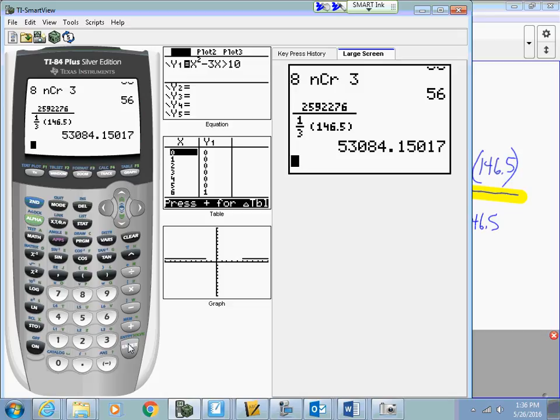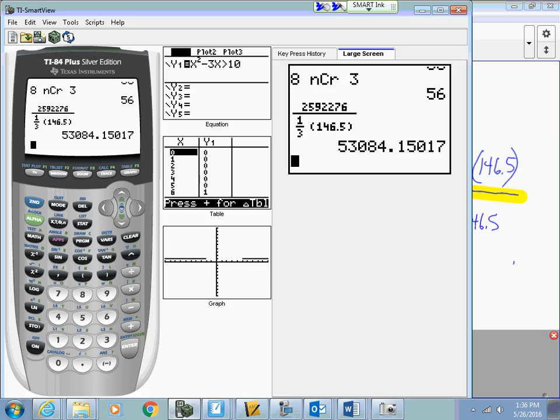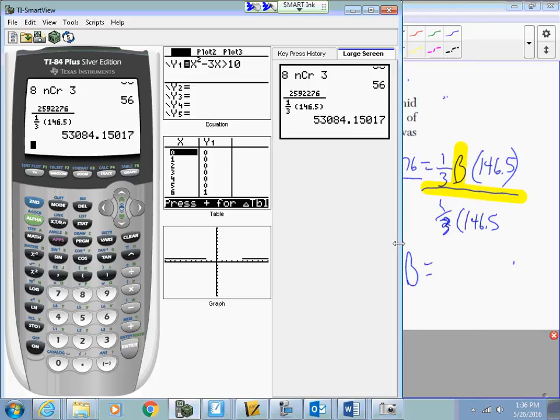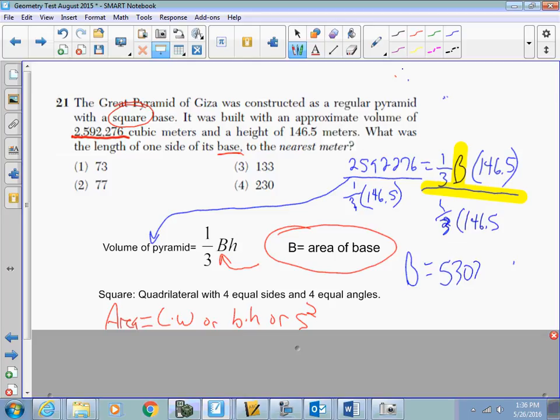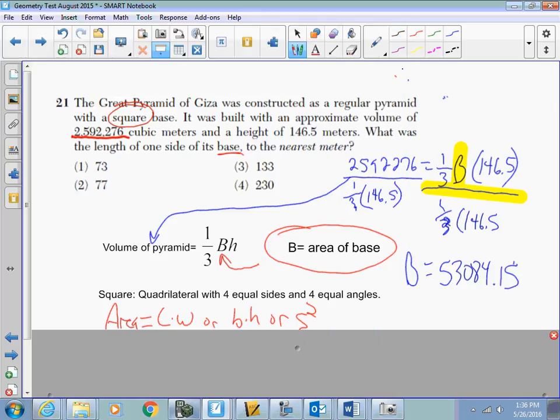All right, so we end up with, this is big B. So we end up with B is equal to, write that down, 53084.15. Now, I'm writing this down right here, but I wouldn't even take it out of my calculator. Now, that is the area of the base. Remember, this big B stood for area of the base. So that's what we just found, the area of the base.